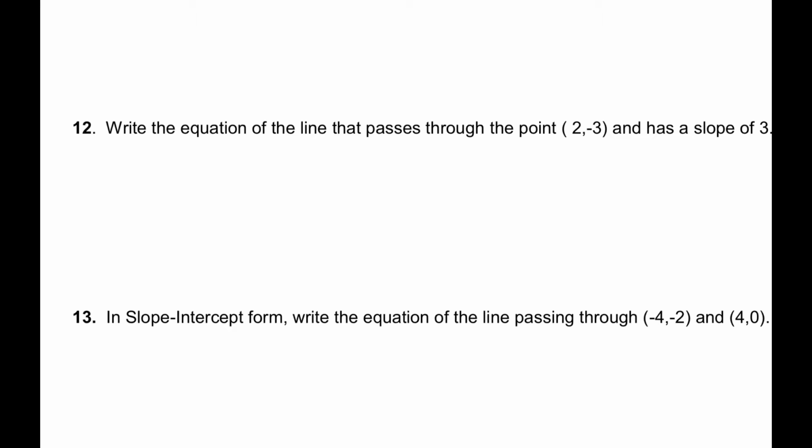It says, write the equation of the line that passes through the point (2, -3) and has a slope of 3. So first, I'm going to write down what I know. m equals 3, and I know one point, (2, -3). The thing I don't know is the y-intercept, so I'm going to put a question mark right there. So using the slope and the point, I am going to find b.